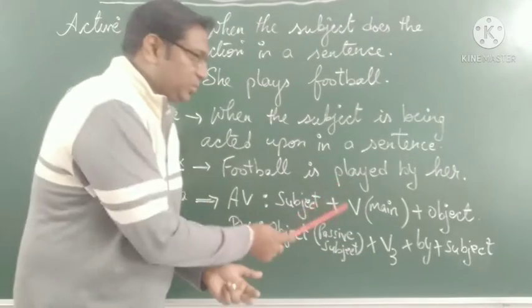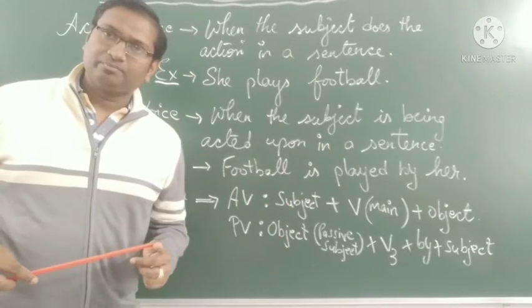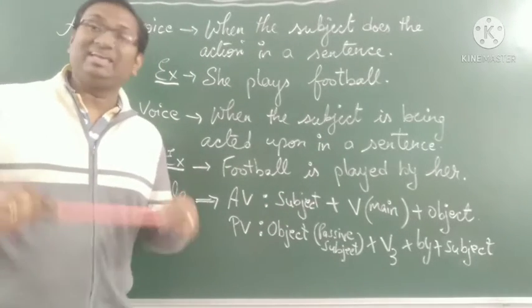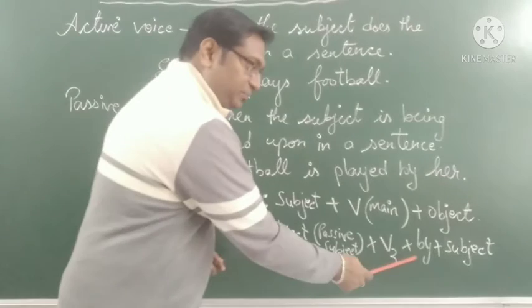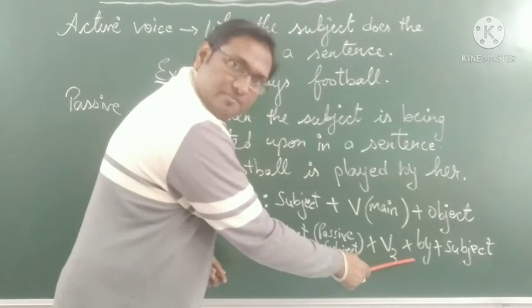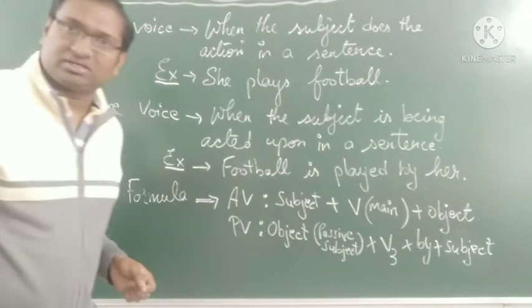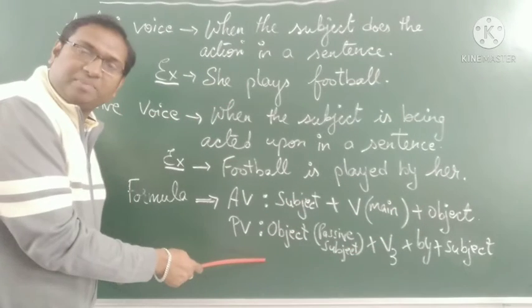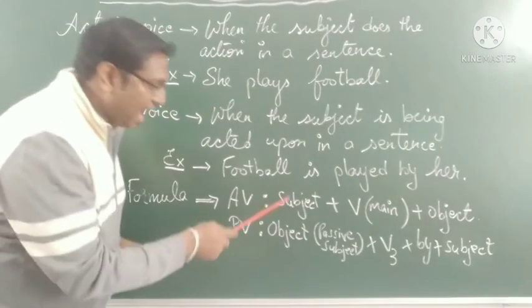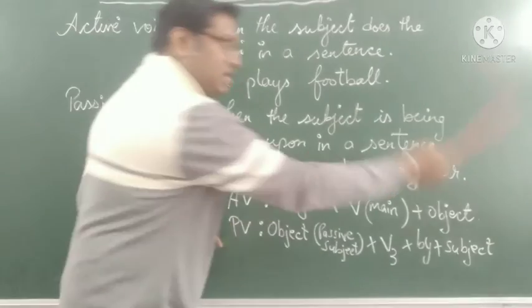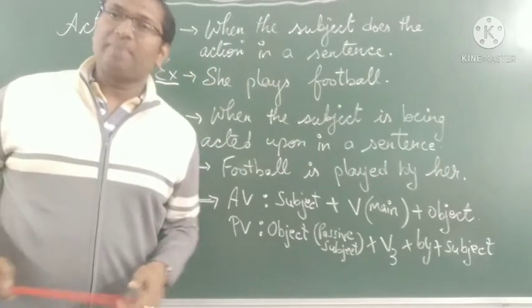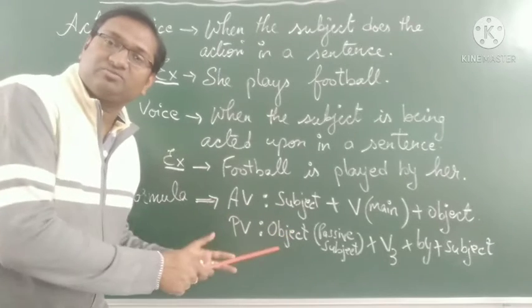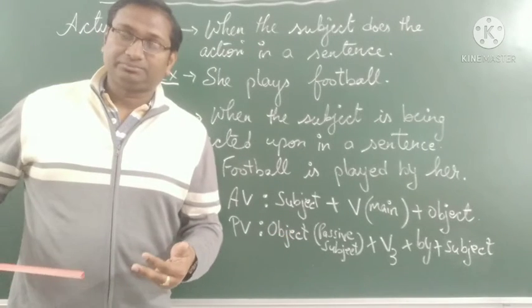In active voice we use only the main verb. But over here we are going to use the third form of the verb, that is the ed, en, on form. Then followed by by and then the subject. It means that the active voice object will become the passive subject and come in front, and the subject of active voice will go at the back in the passive voice. So according to the formula of active and passive voice, we have to convert.